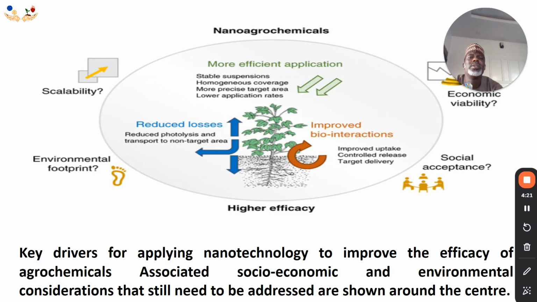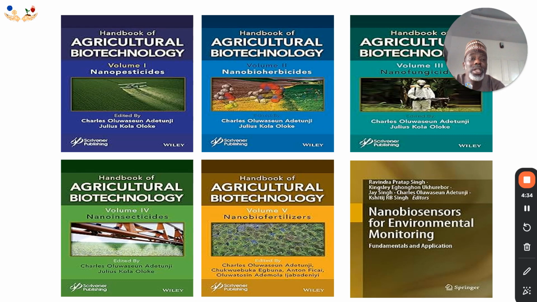Now, nanoagrochemicals. They are the key drivers for applying nanotechnology to improve the efficiency of agrochemicals, associated with socio-economic and environmental considerations that still need to be addressed and are shown in a round table.